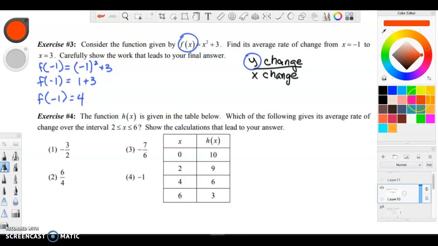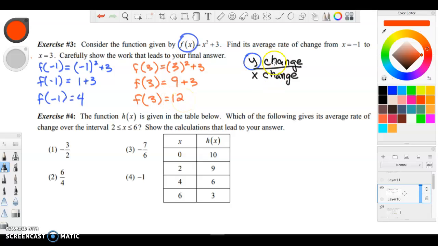Okay, let's do it again, but this time for an x of 3. So f of 3 is equal to 3 squared plus 3. Then square our 3, take care of that exponent. 3 squared is 9 plus 3. So finally, f of 3 must be equal to 12.